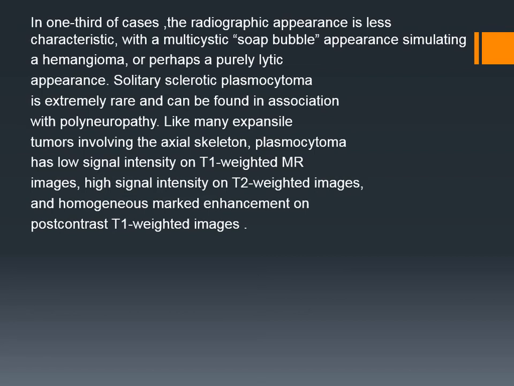In one-third of the cases, the radiographic appearance is less characteristic, with multicystic soap bubble appearance simulating a hemangioma, or perhaps a purely lytic appearance. Solitary sclerotic plasmacytoma is extremely rare and can be found in association with polyneuropathy. Like many expansile tumors involving the axial skeleton, plasmacytoma has low signal intensity on T1 weighted MR images and high signal intensity on T2 weighted images, and homogeneous marked enhancement on post-contrast T1 weighted image.